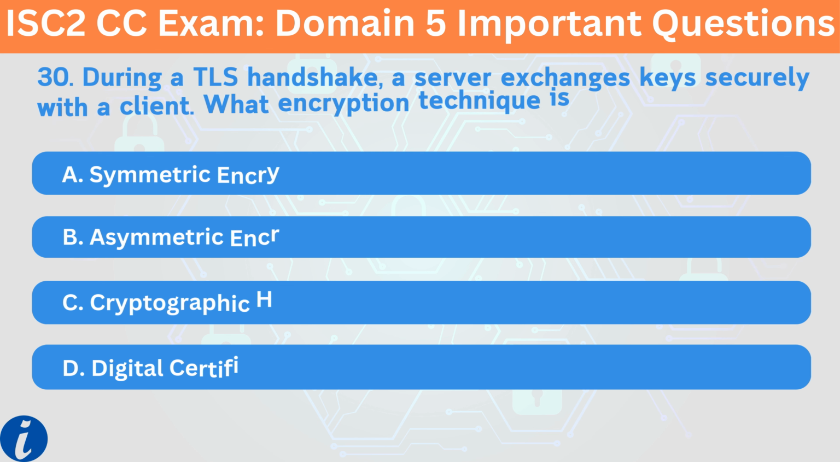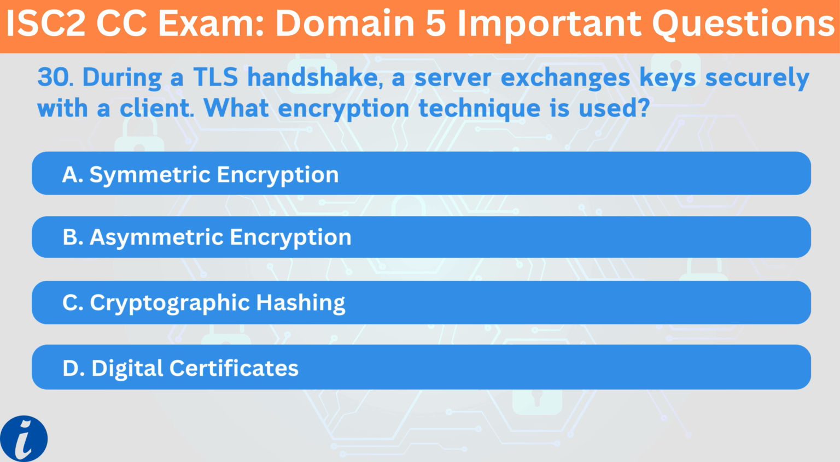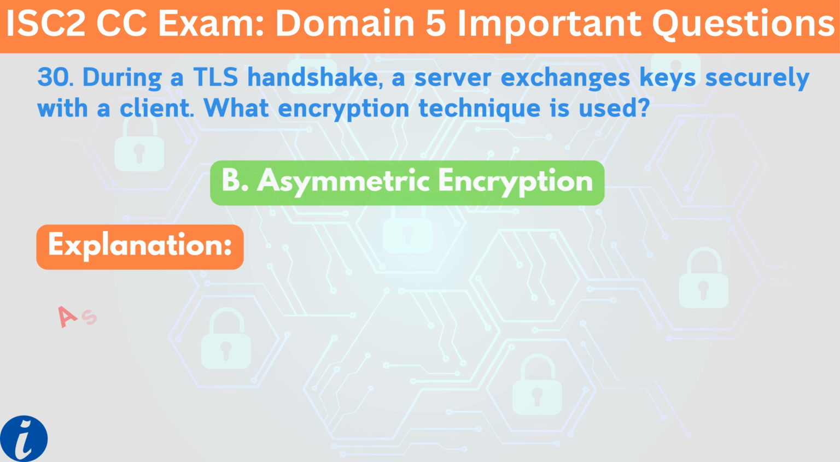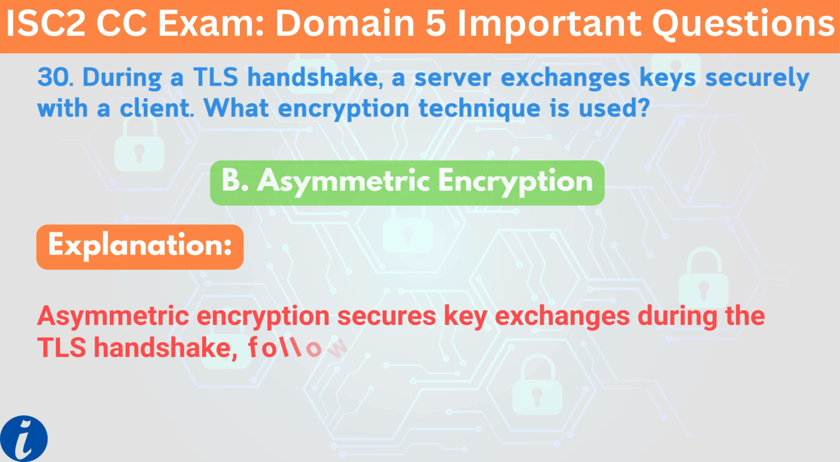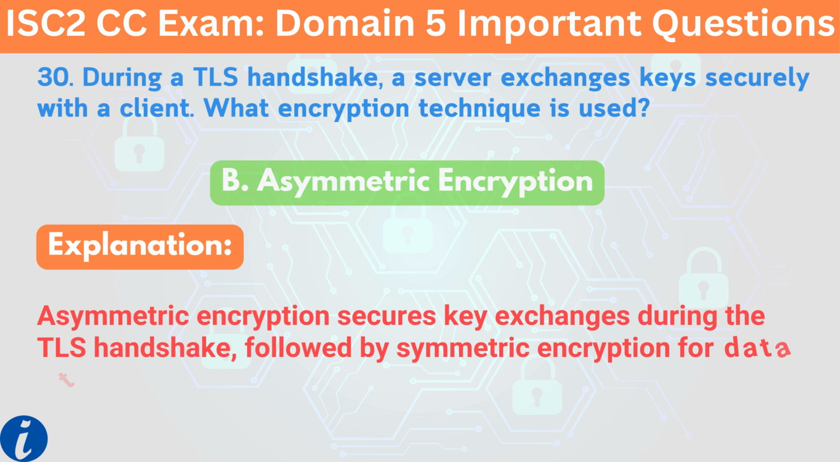30. During a TLS handshake, a server exchanges keys securely with a client. What encryption technique is used? A. Symmetric encryption. B. Asymmetric encryption. C. Cryptographic hashing. D. Digital certificates. The correct answer is B. Asymmetric encryption. Explanation. Asymmetric encryption secures key exchanges during the TLS handshake, followed by symmetric encryption for data transmission.